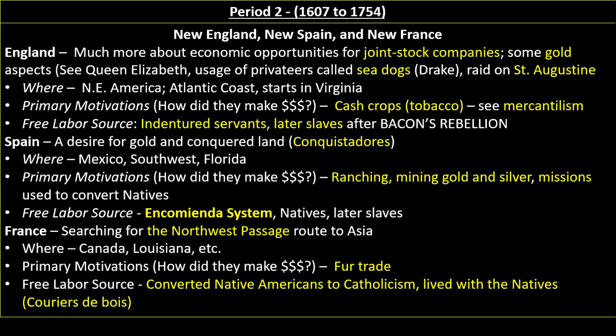Where are they settled for New England? Mostly in the northeast United States, modern day U.S., on the Atlantic coast, and starting over in Virginia with Jamestown. What were they looking for? Cash crops. They were looking for gold originally, but they found that cash crops like tobacco, that's really how they made their money.